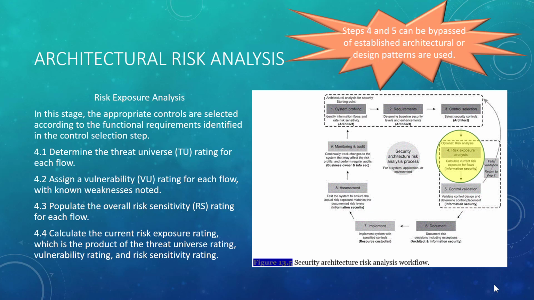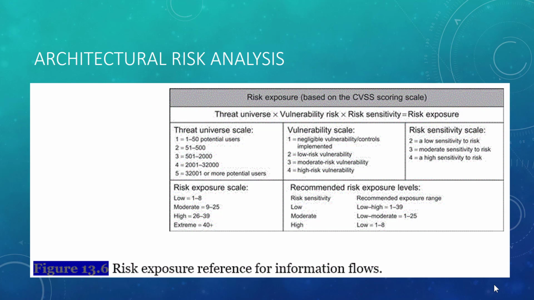So as you're doing all of this, as described in the book, you're going to use qualitative tables. You can do it in a quantitative way if you so desire, and you've got an underlying algorithm that you prefer, but most people do it in a qualitative way. Here are the tables that they were actually using within the book, so you can see the threat universe, vulnerability scale, risk sensitivity scale, risk exposure, and then recommended risk exposure levels. Notice they're keeping it simple on that last one with only 3 levels. You can expand it, of course, if you desire.